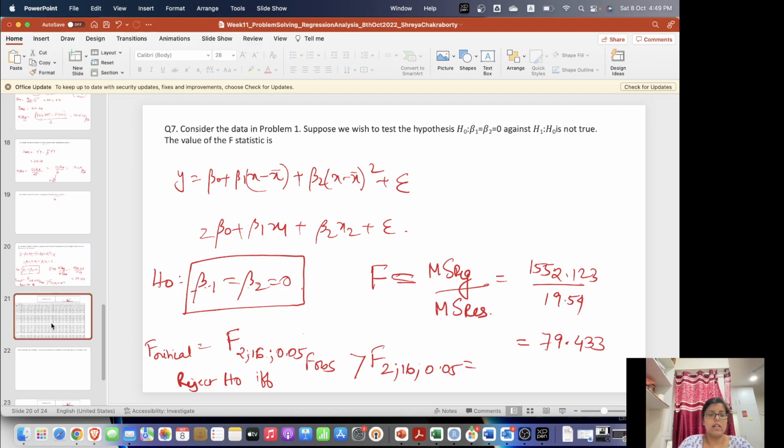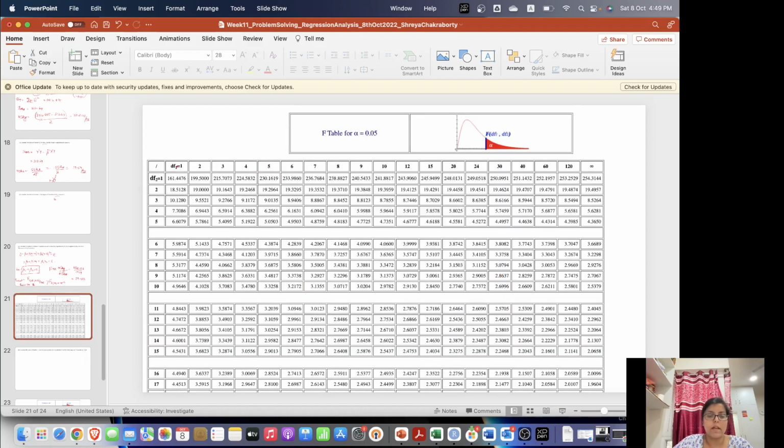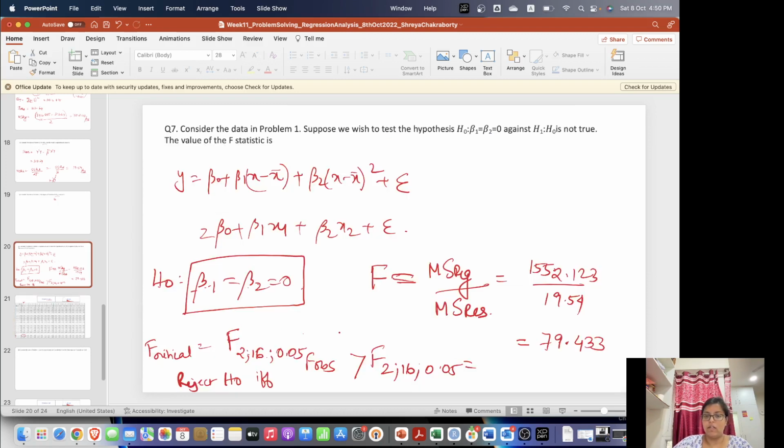So F critical is how much? Let us see. So df1 is 2 and df2 is 16. So 3.63, for alpha 0.05. Okay, so this is 3.63. And our observed statistic is way more than the critical point. So we'll reject H naught.